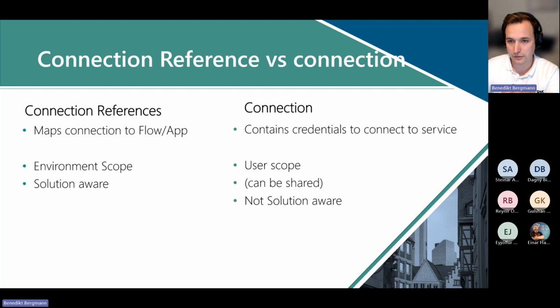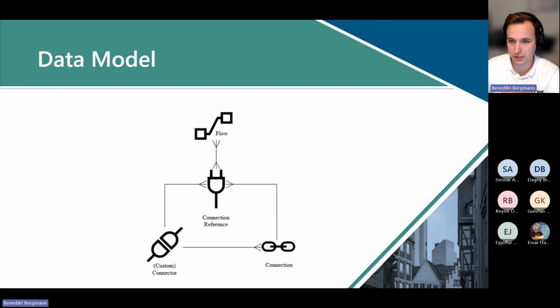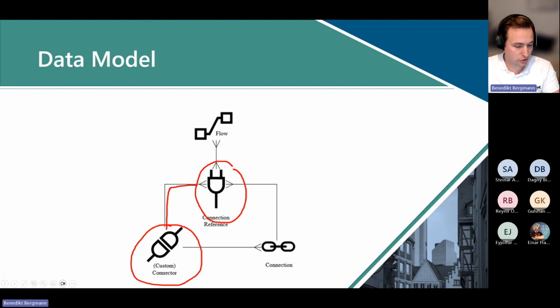Okay. Then we have another slide here, which is the data model of those two, basically, to make it a bit more understandable. So in the middle, we have connection references. They have a connection to connectors. Those can be either custom connectors or connectors which we have out of the box. So if you create a custom connector, it will show up, and you can create a connection reference to it. So every connector can have one or more connection references which are using this connector.